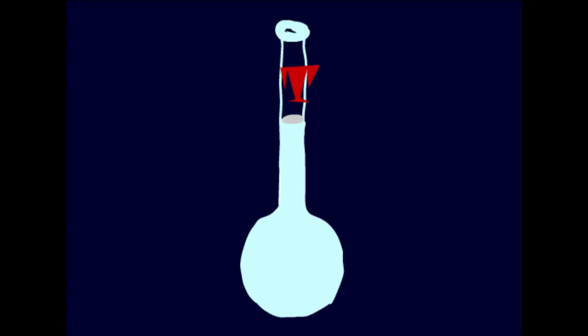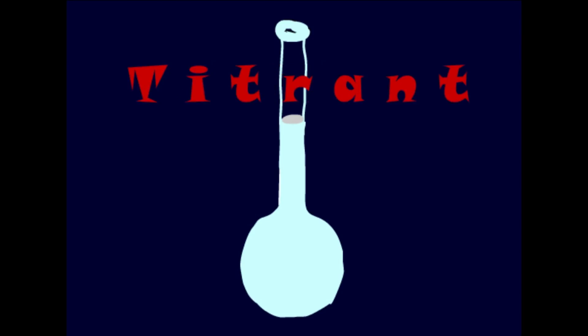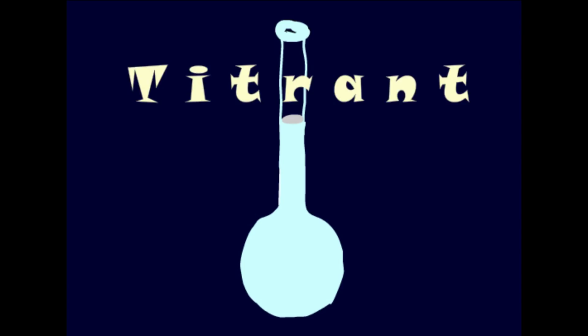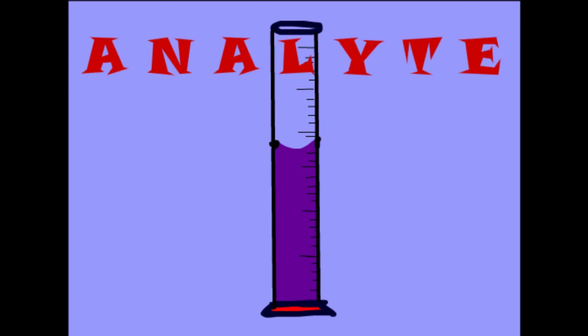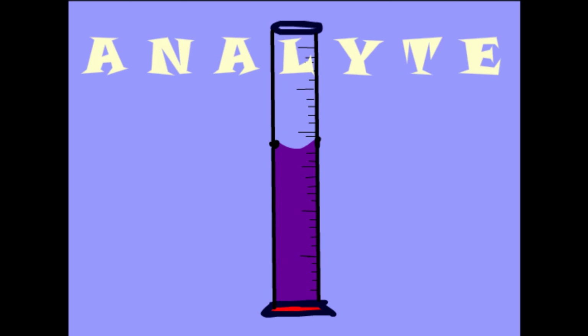The titrant is a solution of known concentration which is added to a second solution to determine its concentration. In this titration, the iron 2 ammonium sulfate hexahydrate solution is the titrant. The analyte is a substance of unknown concentration in a titration. In this case, the potassium permanganate solution is the analyte.